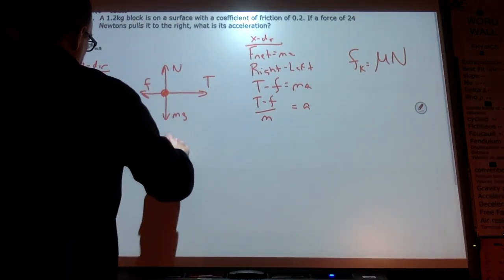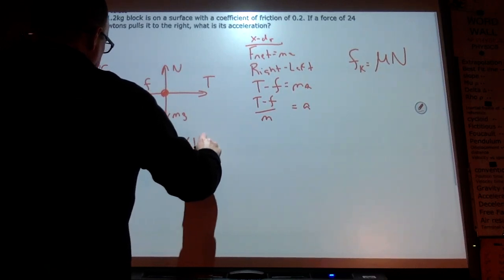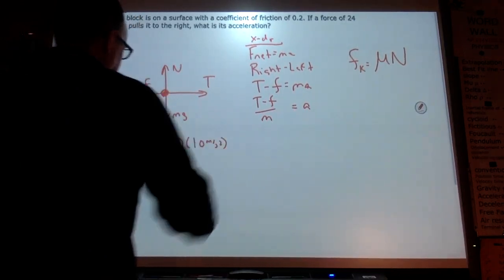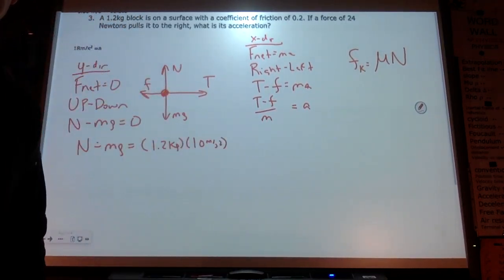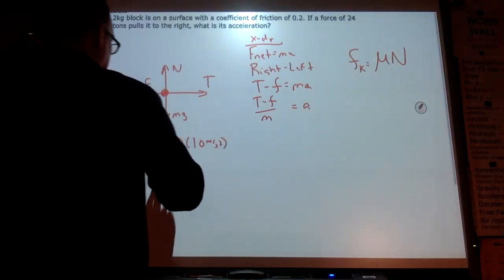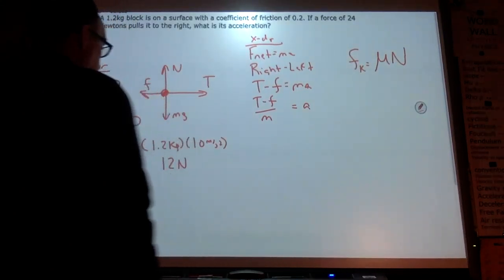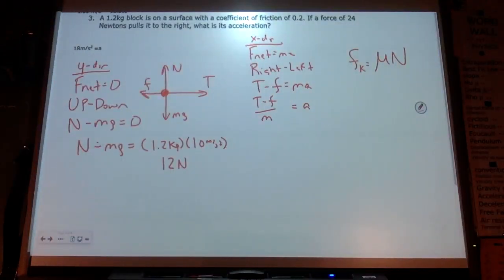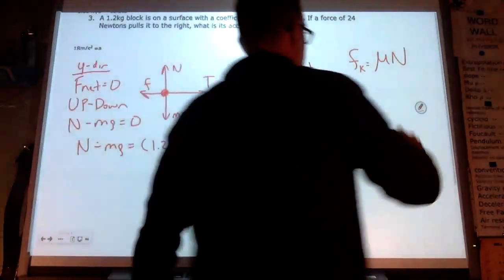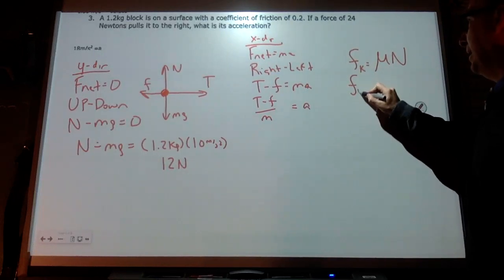So again, they give me the mass, so I need to multiply it by 10 to make it a force, to make it a weight. So this is going to be 1.2 times 10 gives me 12 newtons. I'm going to plug this in for my kinetic friction.